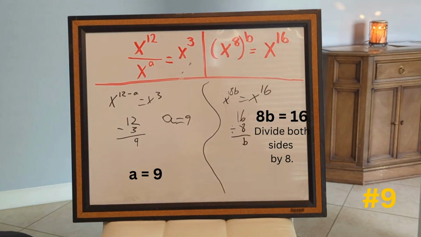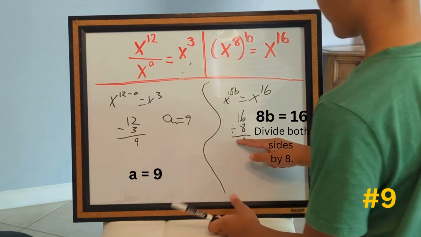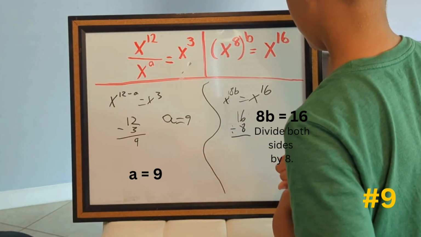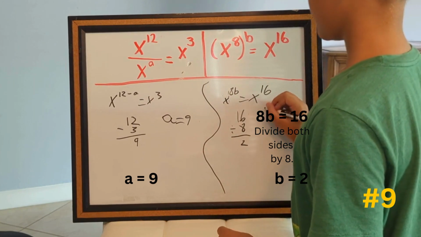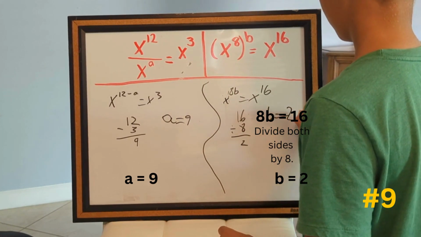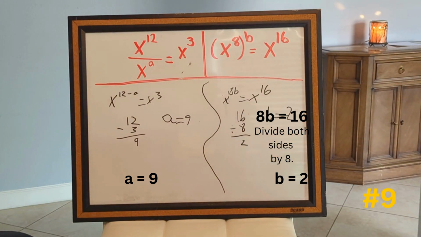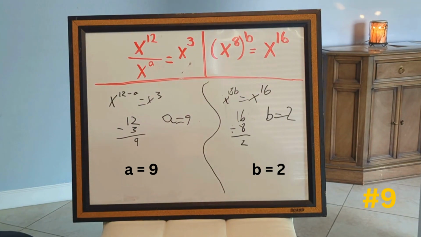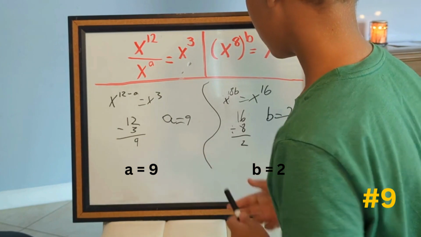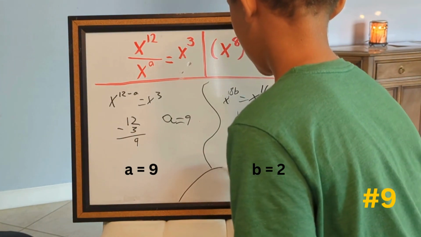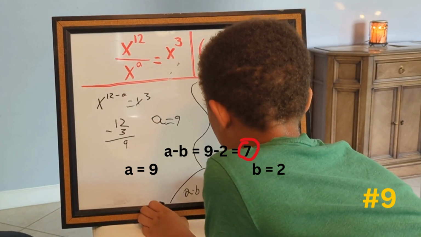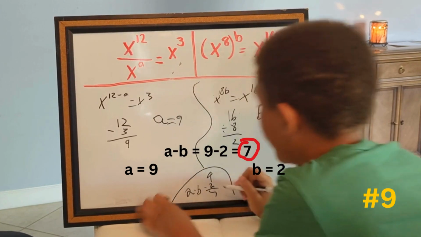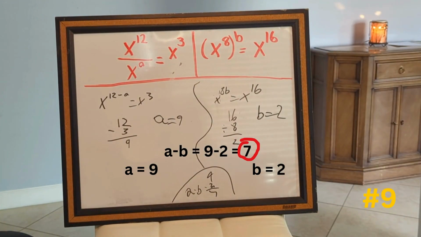Okay, so 16 divided by 8 is equal to b. And what does that give us? That gives us a good old 2. All right, so b is equal to 2. And what's the value if we said a minus b? A minus b, that means 9 minus 2 gives a good old 7. A good old 7 is the answer to this one.